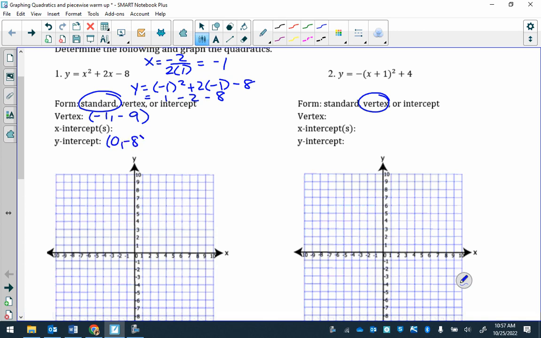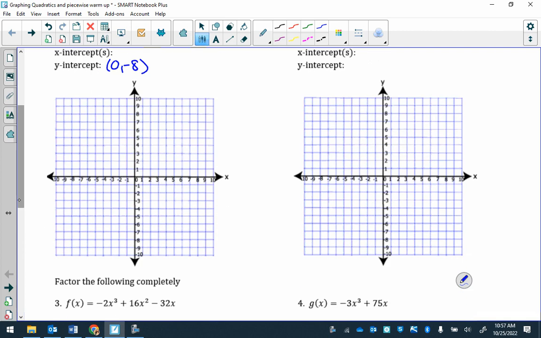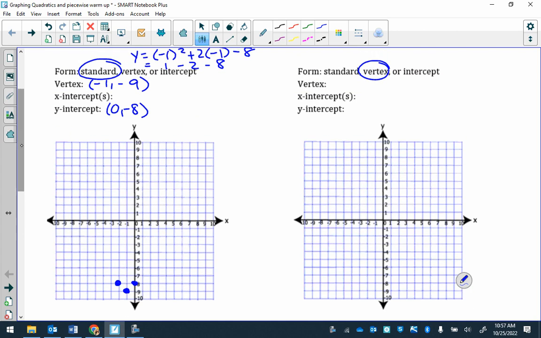Good. 0, -8. So we have -1, -9. Okay. And 0, -8. We also know that we have -2, -8 because it's symmetrical. Anyone find our x-intercepts? -4, 0, and 2, 0. Good. And how'd you get that?